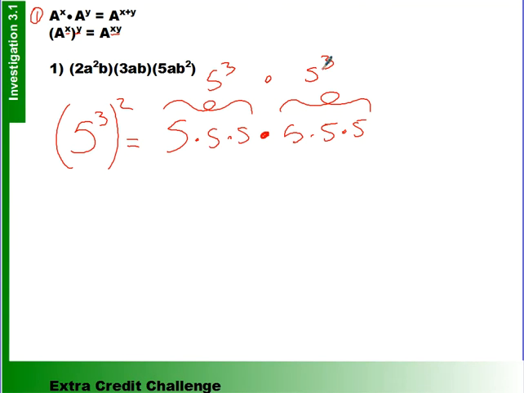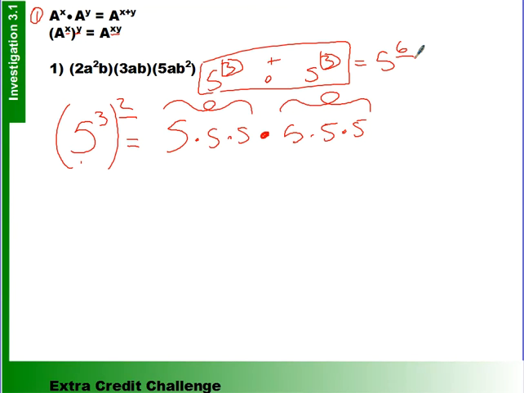5 to the third. Well, I want to look up here. Using our rule from before, what is 5 to the third times 5 to the third? Avery? Well, we have two groups of 5 to the third that we're multiplying together. So what is 5 to the third times 5 to the third? 5 to the sixth, because in this case you are adding these exponents.